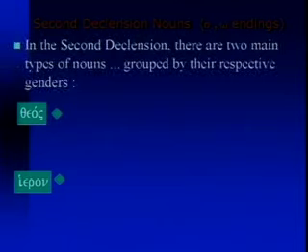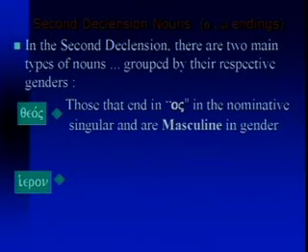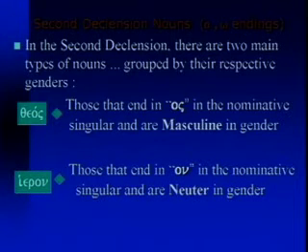Let's go a little bit deeper, especially with second declension nouns, which we'll focus upon in this segment. There are 2 main types of nouns in the second declension, and they are grouped by their respective genders. You've got a noun like theos, those that end in os in their nominative singular form. And they happen to be masculine in gender. Then you have those nouns like hieron. Don't forget that that is a rough breathing on the front of that iota.